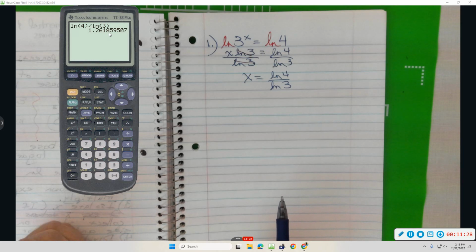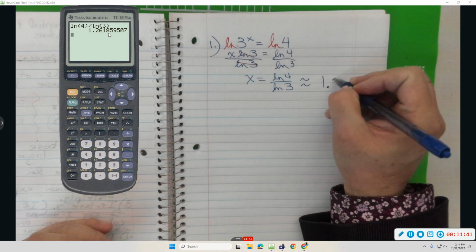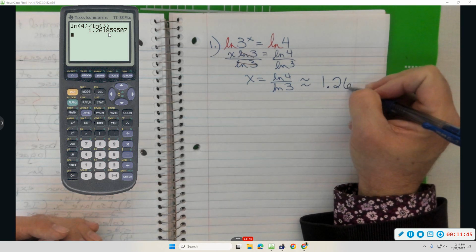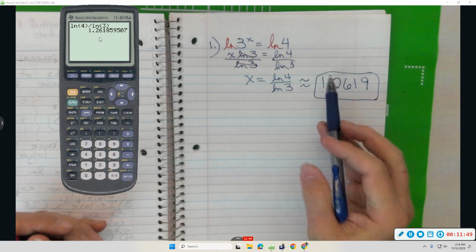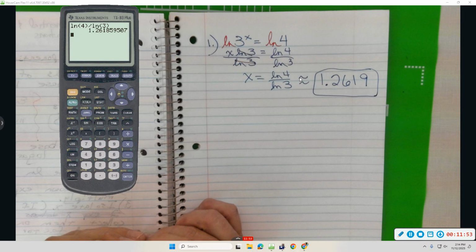Yeah, not a 3. Okay, this thing's sort of pale there. Is that going to stay an 8 or is it going to go up to a 9? Yep. So it's 1.2619. Those are wavy equals just to indicate that I'm writing a rounded value.